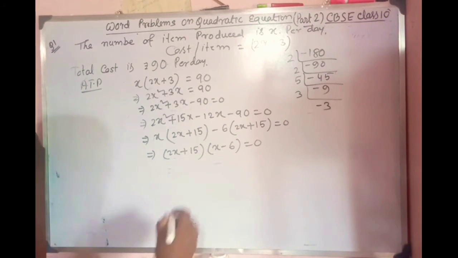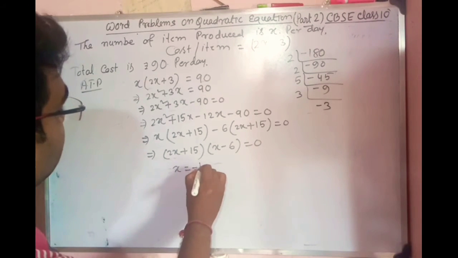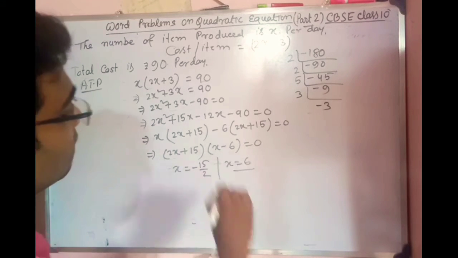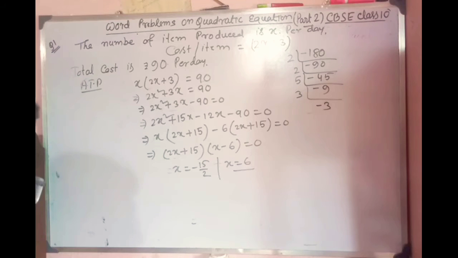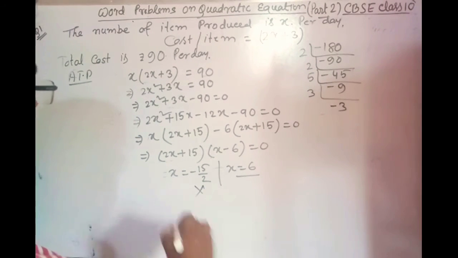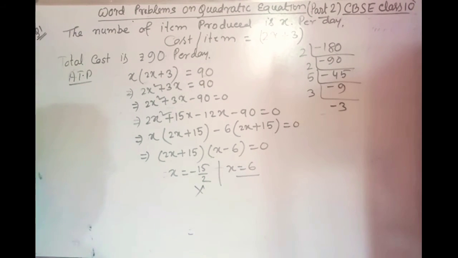Now if we solve it here, we get x equals minus 15 by 2 or x equals how much? 6. Minus 15 by 2 or 6. This value we eliminate. So x equals how much?